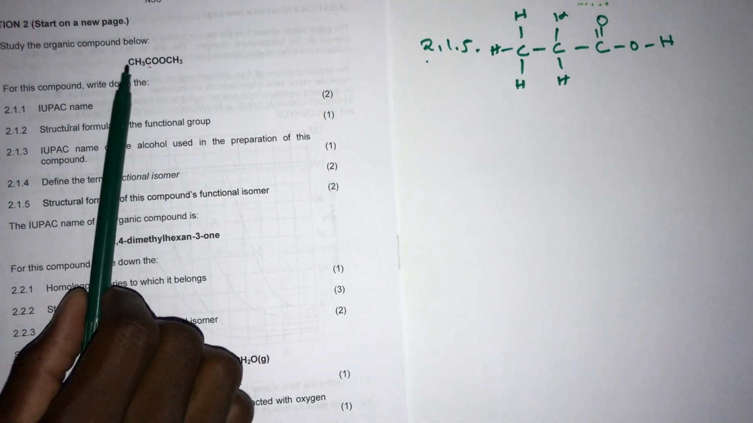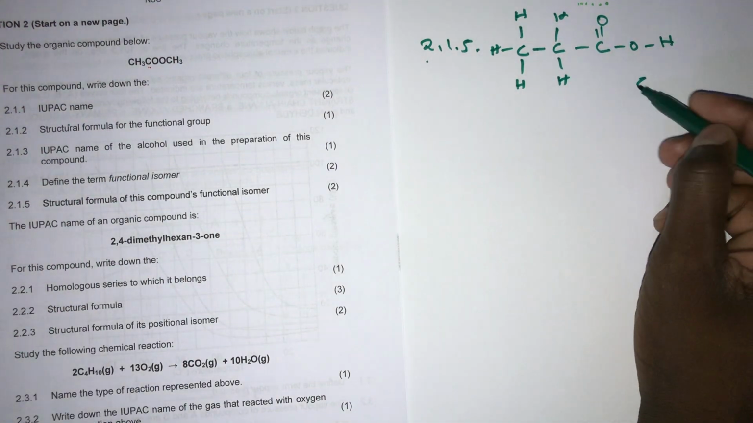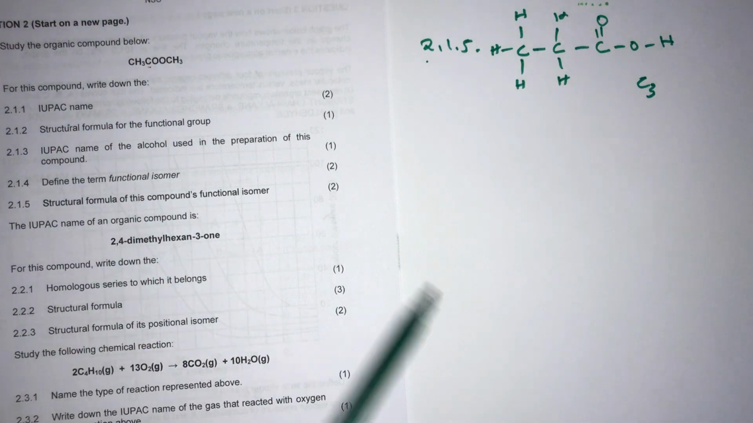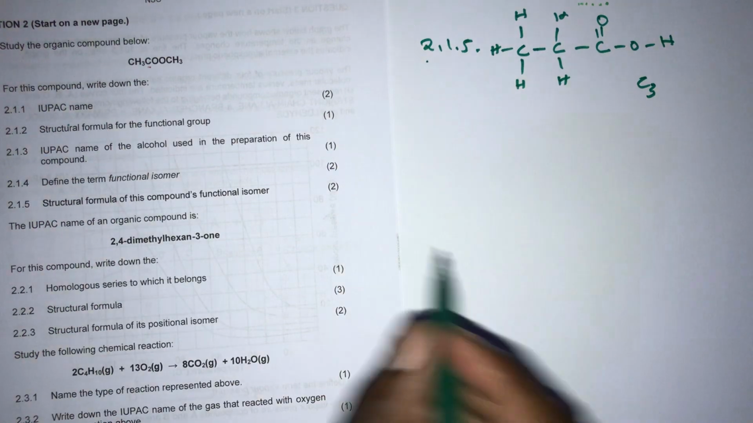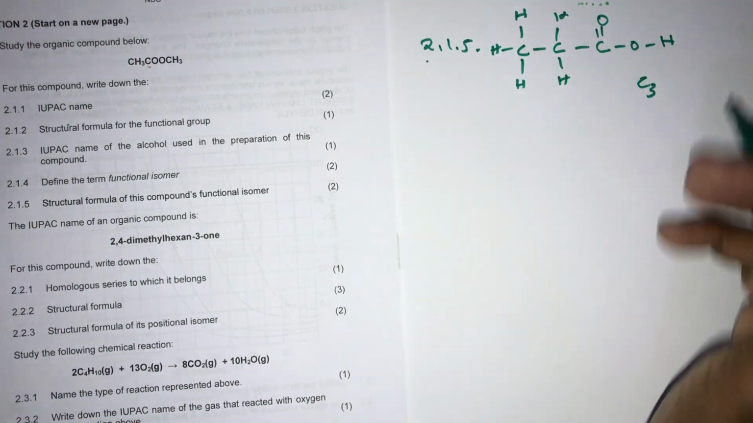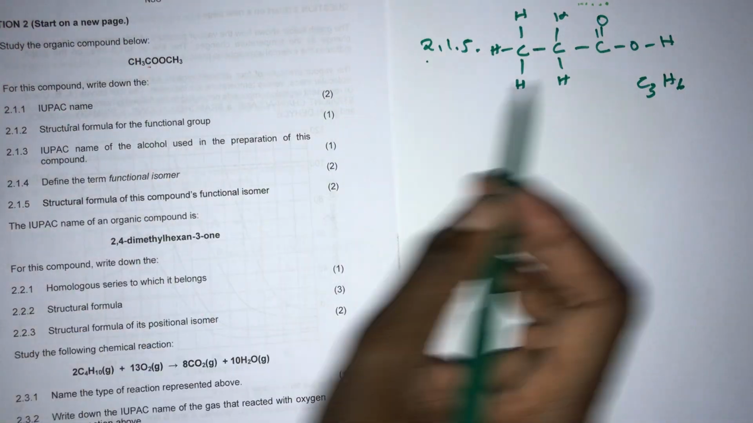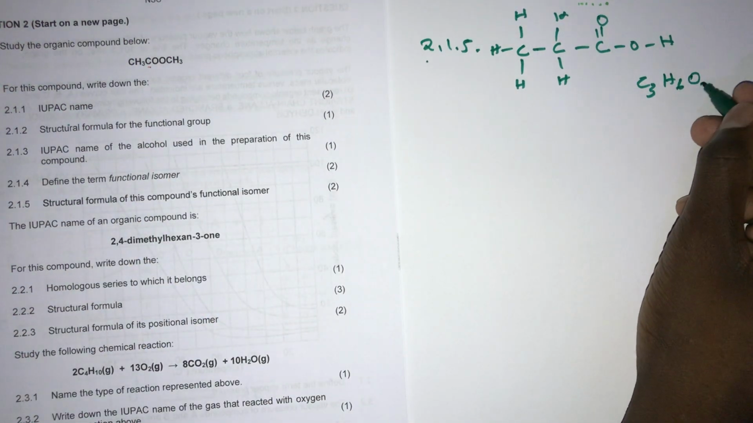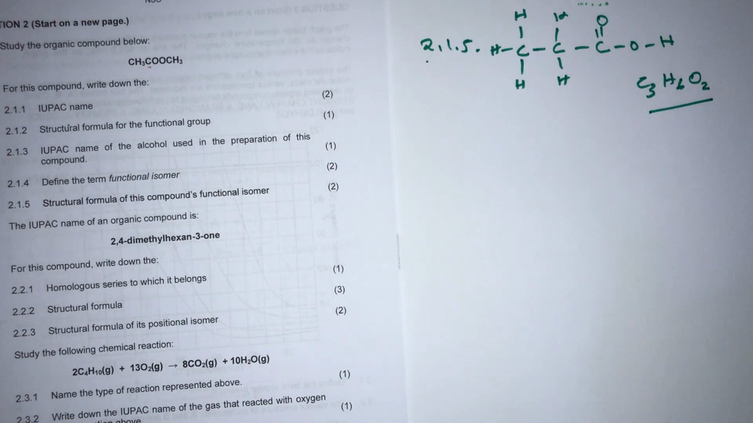Let's check the first one. 1, 2, 3 carbon atoms. So this is C3. Let's check the number of hydrogens. This is 3 plus 3, which is 6, so this side is 6 hydrogen atoms. Let's check this side. 3, 4, 5, 6. So this is H6. And then we have 2 oxygens on this side, and on this side 1, 2. So we have O2. This is the molecular formula of this compound. That's why we're saying they have the same molecular formula but a different functional group. I hope it makes sense.